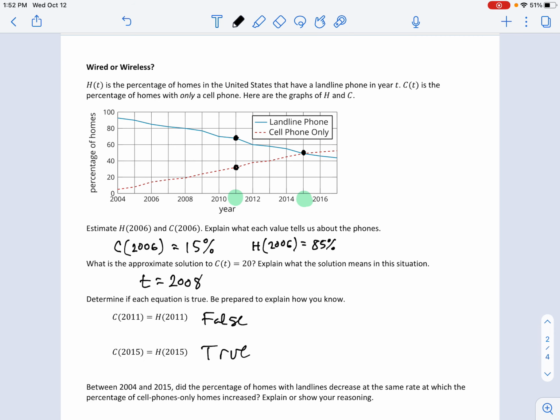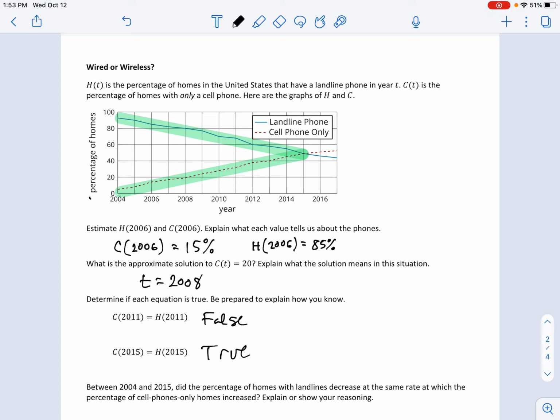So between 2004 and 2015, if we look at that on the graph, we can see that the cell phone use went something like this, and the landline use went something like that. We can just look at those two lines and say they look like they're about the same slope, but one's positive and one's negative, okay? One way we can know for sure that they are about the same slope is you can look at where they start.